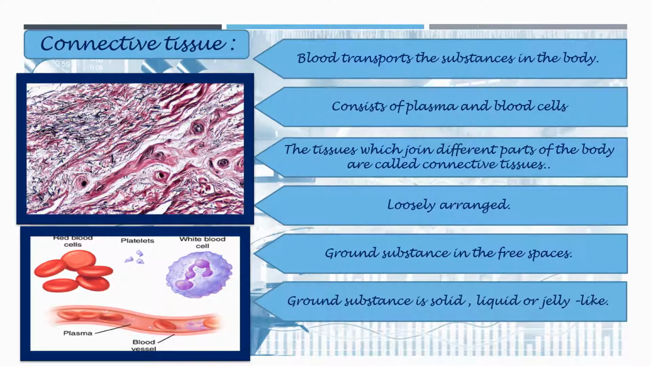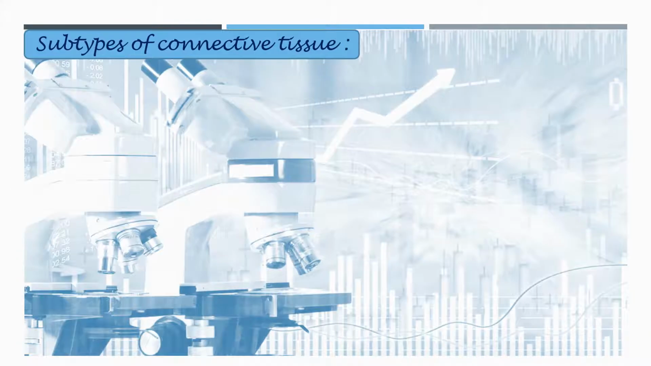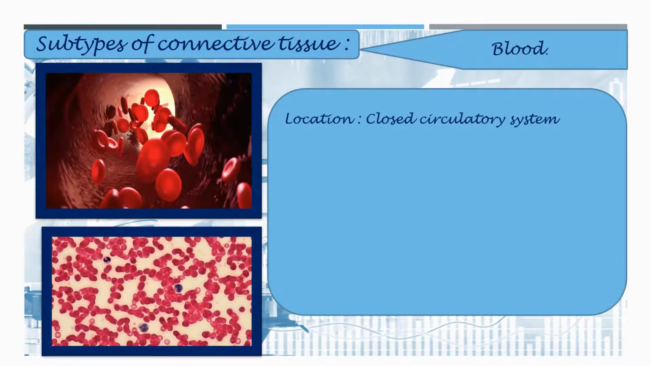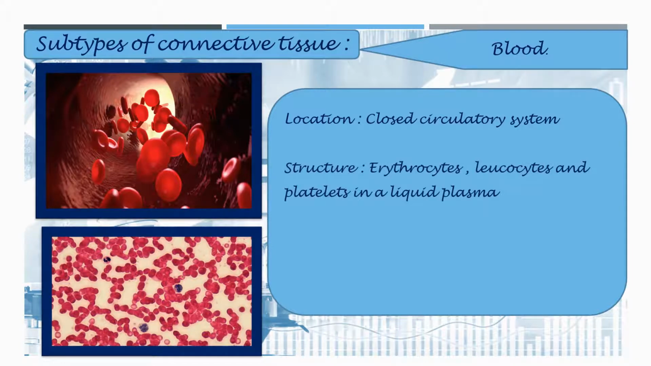Now let's learn about the different types of connective tissues. Students, the first subtype of connective tissue is blood. Blood is located in a closed circulatory system, and the structure of blood is that it consists of erythrocytes, leukocytes, and platelets in a liquid plasma. The function of blood is transport of oxygen, nutrients, hormones, and nitrogenous waste products.